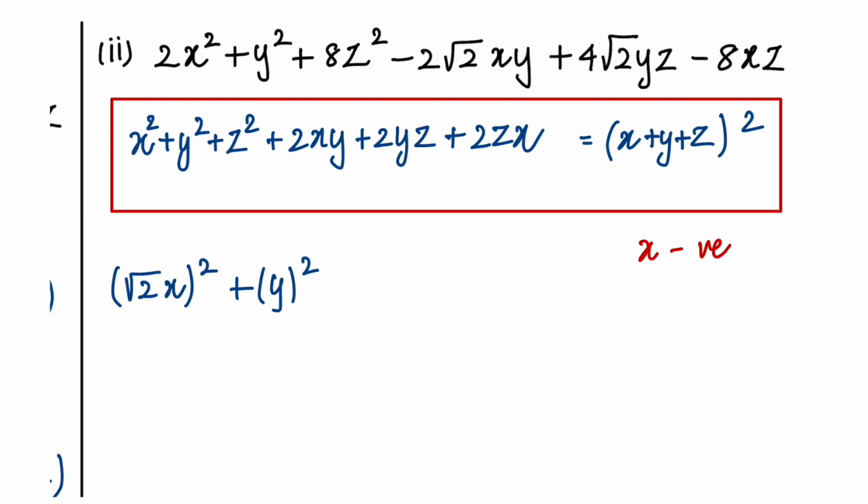Now how can it be written? 8 again is not a perfect square, so it can be written as 2 into root 2 the whole square. Why is that? Because 8 can be written as 4 into 2, right? And 2 squared is 4 and root 2 squared is 2. So 8 can be written as 2 root 2 the whole square.